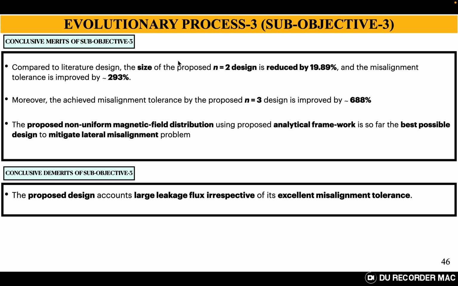So if you compare to the literature design, the n equal to 2 design is reduced in area by 19.89%. See, the reason is the dimension. Previously the literature design is 200 by 200, whereas the n equal to 2 design is almost 186 millimeter. So 14 millimeter is reduced in one dimension. Because of that, the net reduction in the area has been 19.89%. And also misalignment tolerance is improved by 293%.